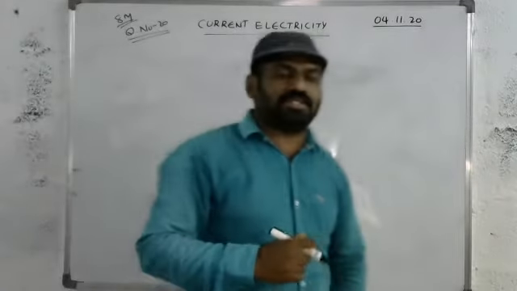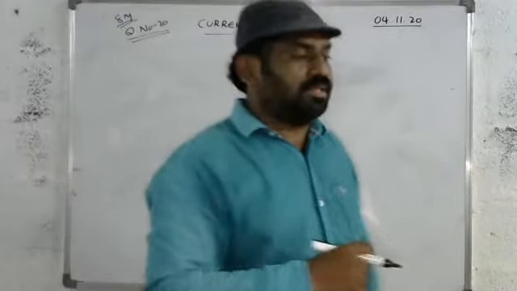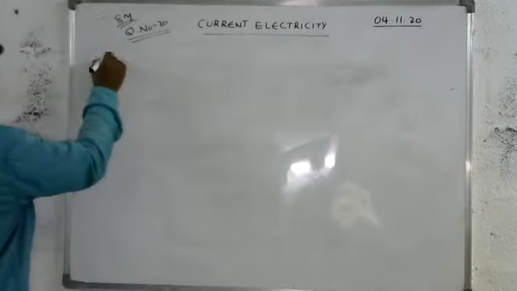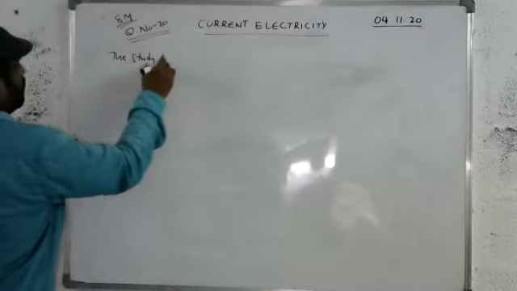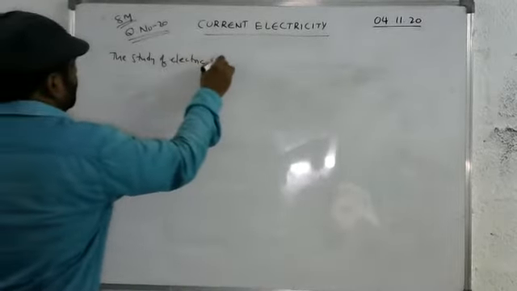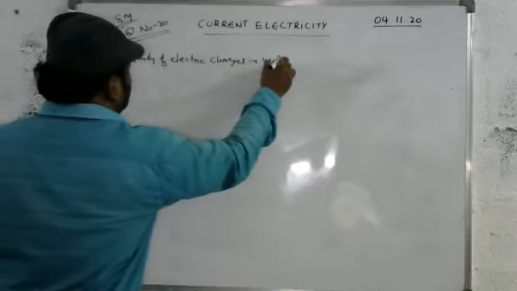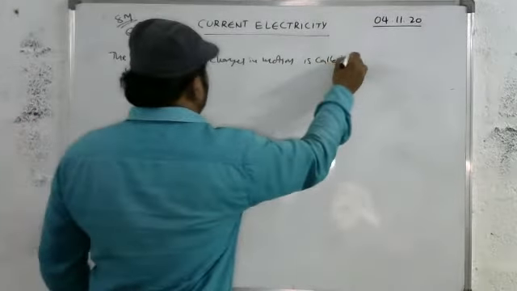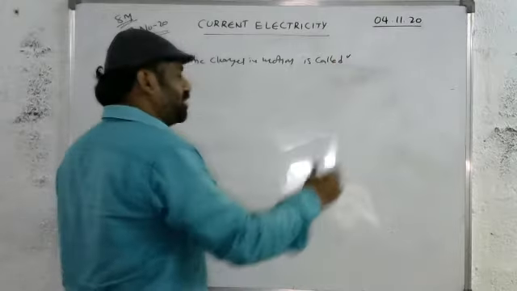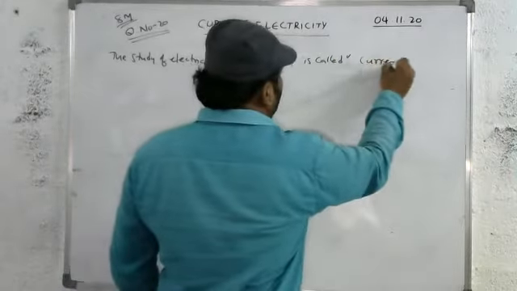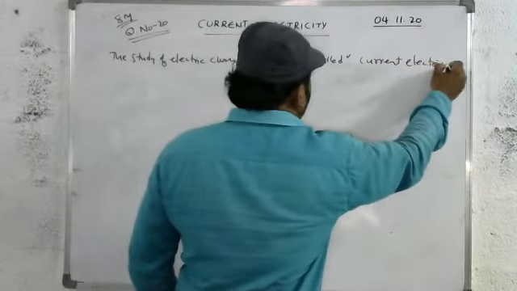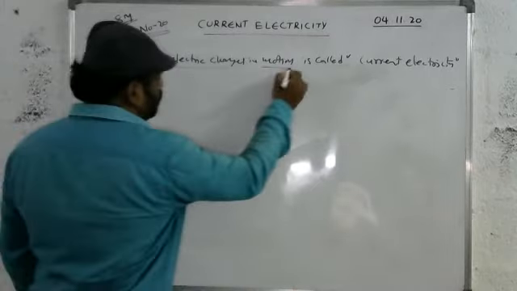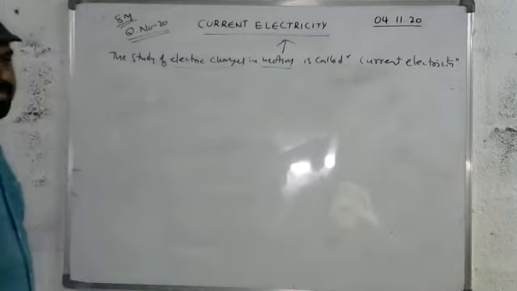First, what is current electricity? Current electricity means the study of electric charges in motion. The study of electric charges in motion is called current electricity. The study of electric charges, those that are in motion, is called current electricity.